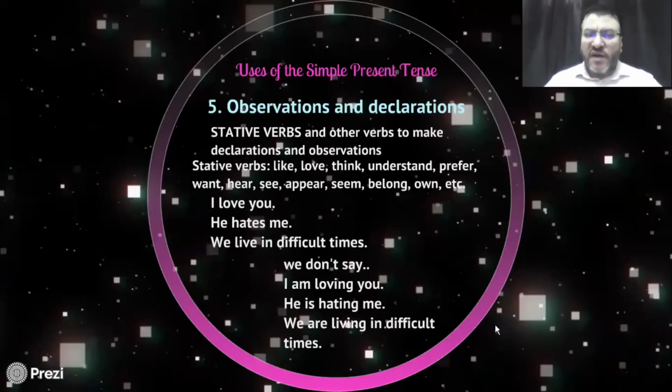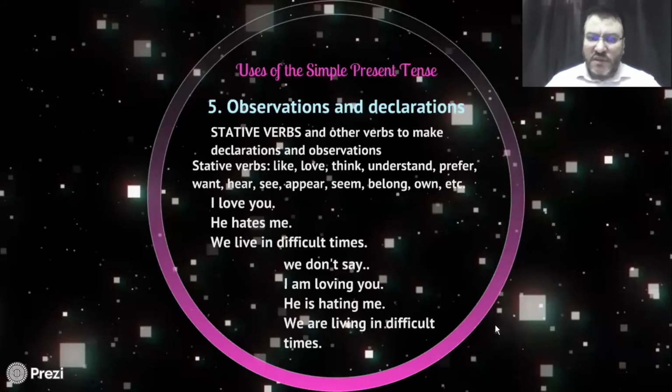And number 5, observations and declarations. يعني لما تعبر عن ملاحظة أنت شفتها أو إنك تعمل تصريح. For example, you can say I love you, he hates me, we live in a difficult time. Okay. في نوت هنا مهمة لازم نتكلم عنها اسمها stative verbs.